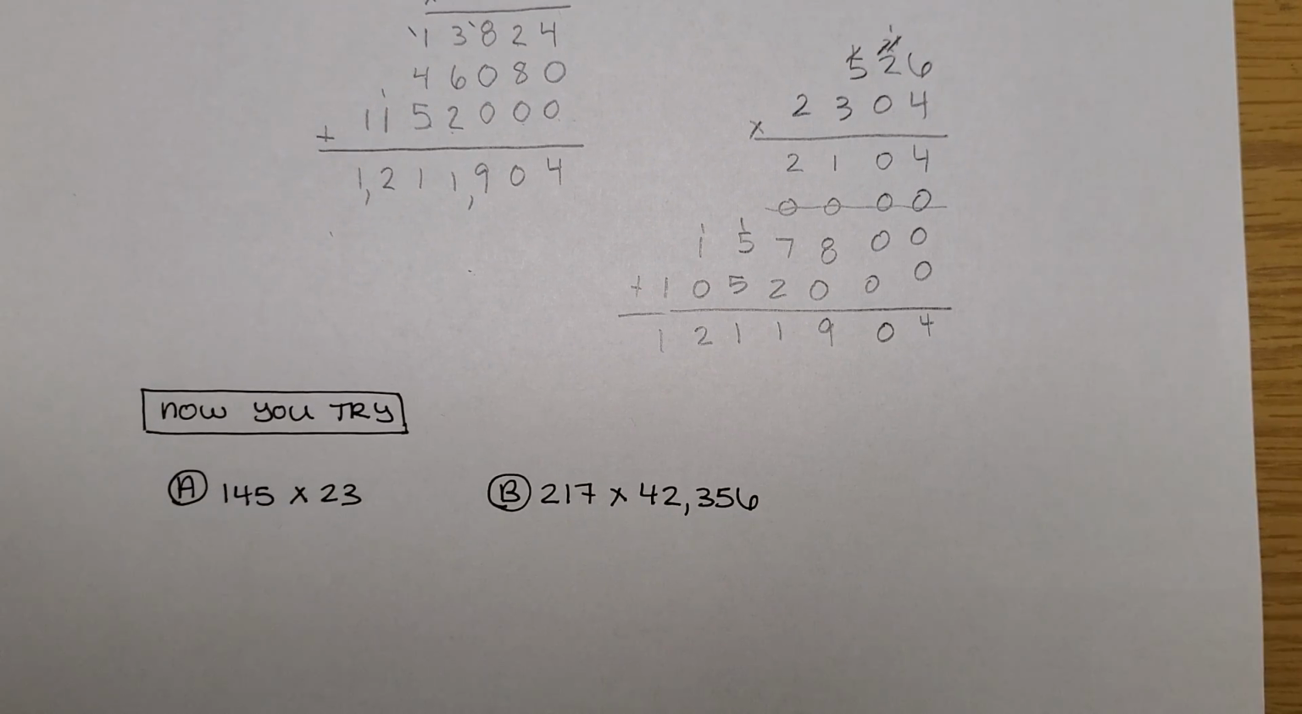So I've got a couple problems here for you to try using the traditional method, 145 by 23 and 217 times 42,356. In our next video, we'll start to undo multiplication by looking at division.